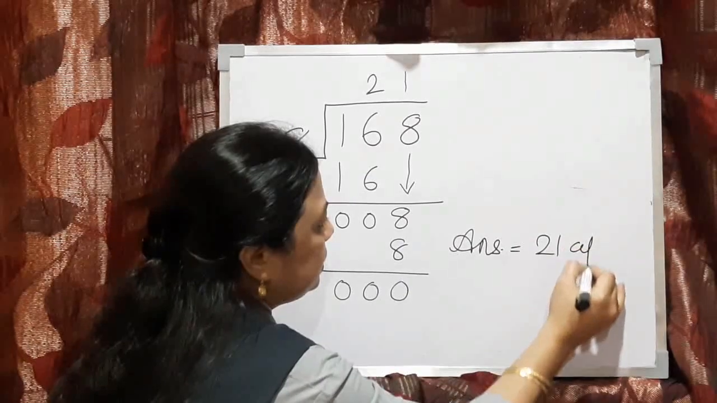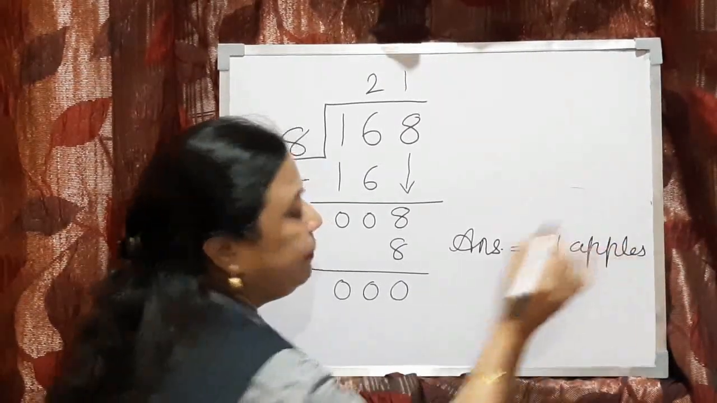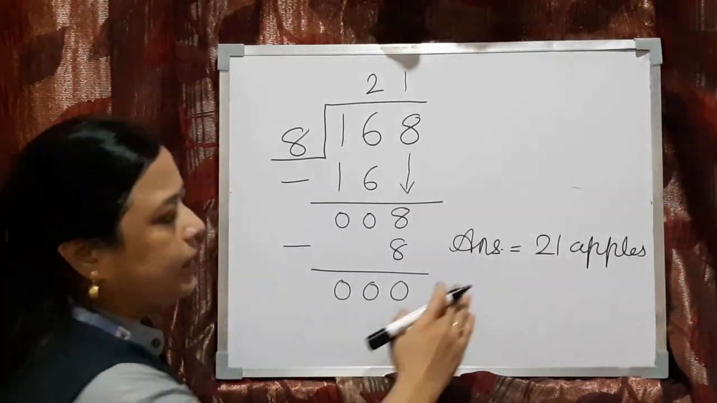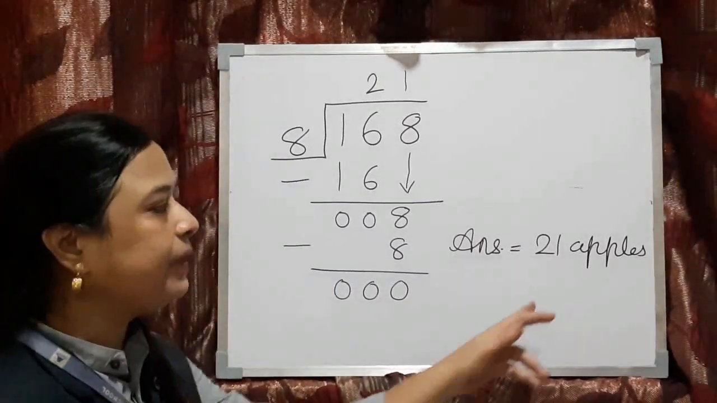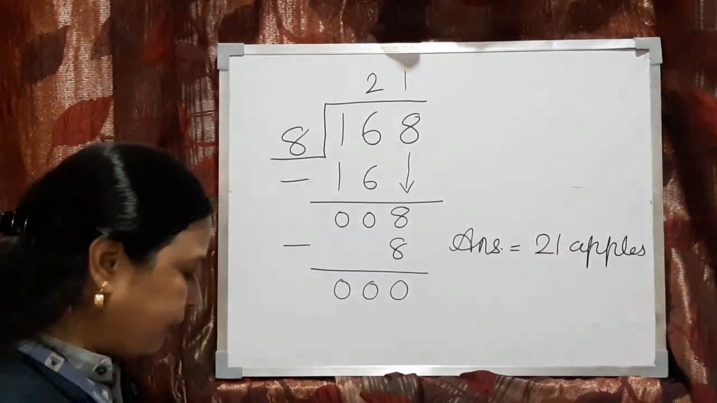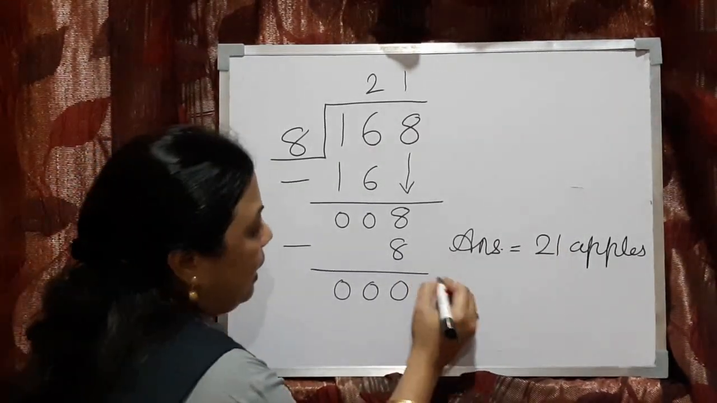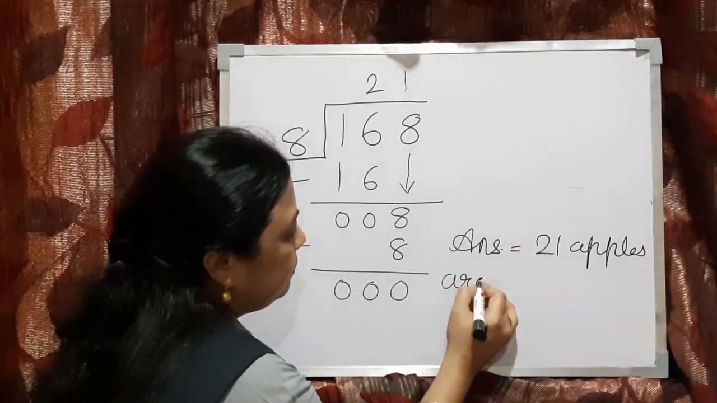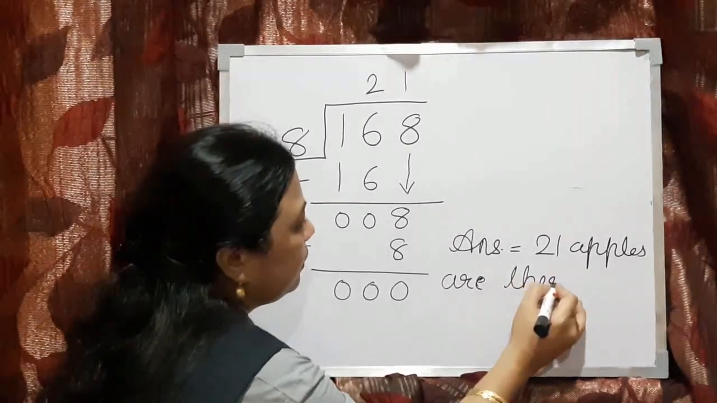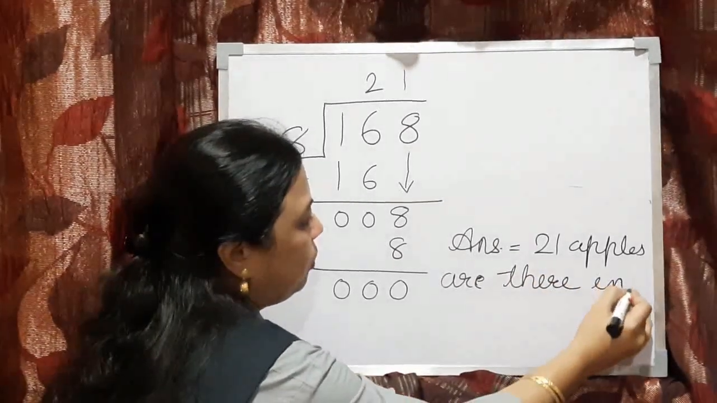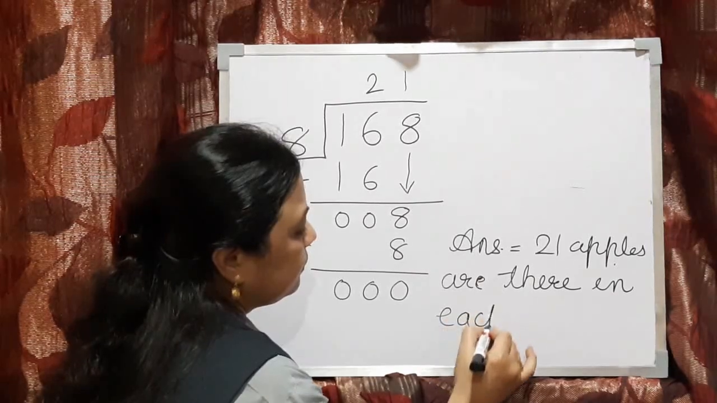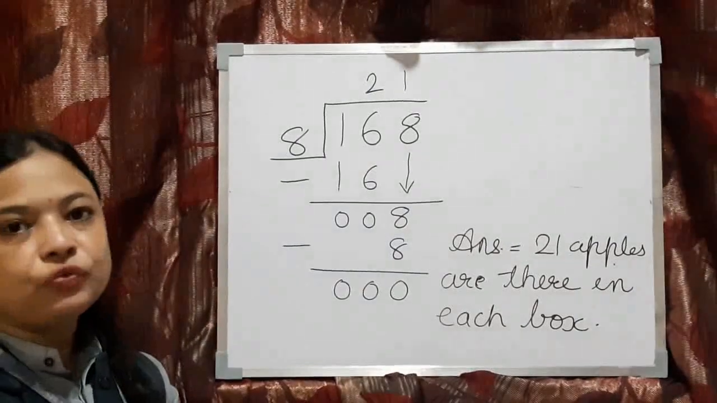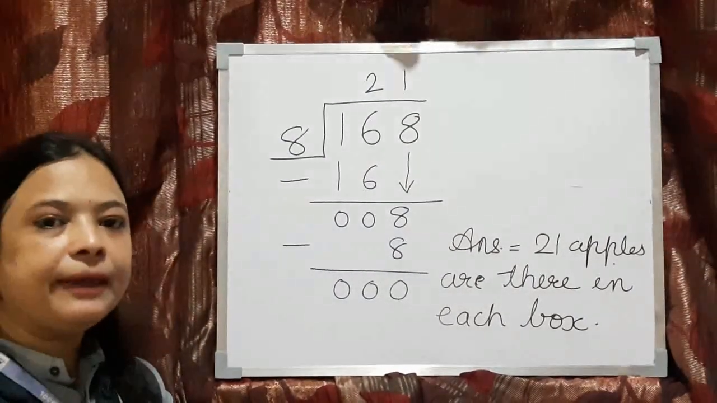जो भी क्वेश्चन में हाउ मेनी के बाद जो भी लिखा है वो पूरा हमारा लास्ट आंसर में हम लिखेंगे. तो यहाँ पे लिखेंगे हाउ मेनी की जगह पे हम क्या लिखेंगे? 21 एप्पल्स are there in each box. So in one box how many apples are there? 21 apples.